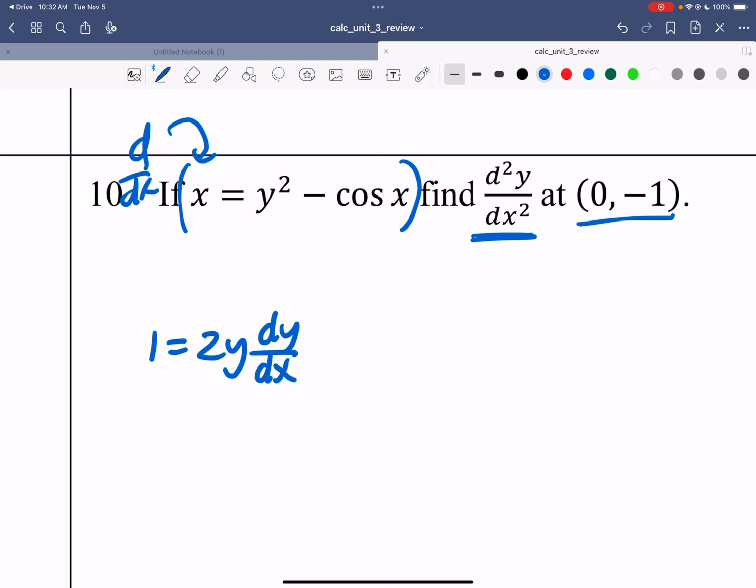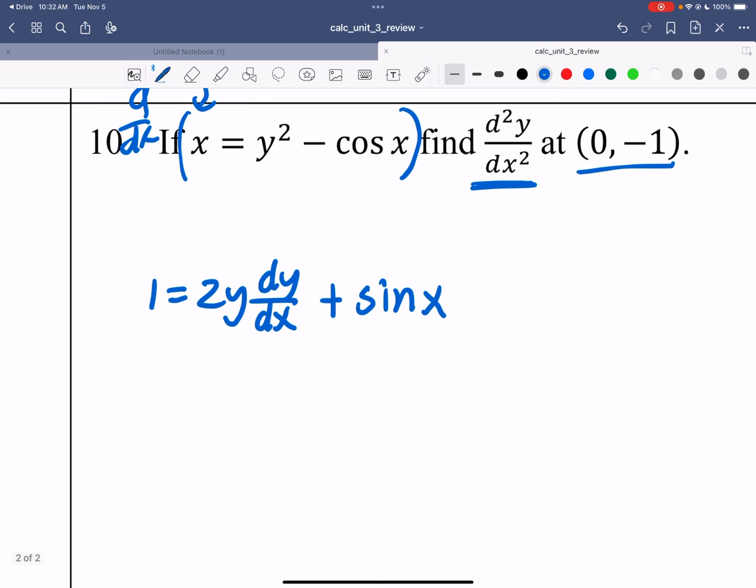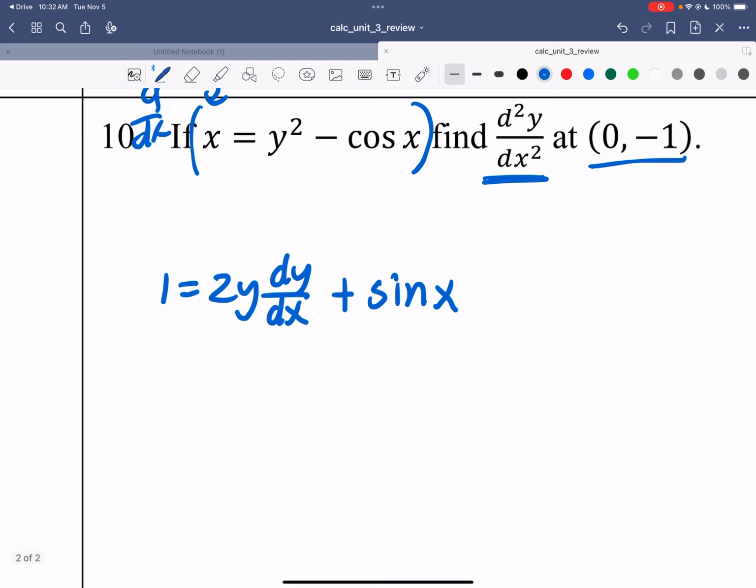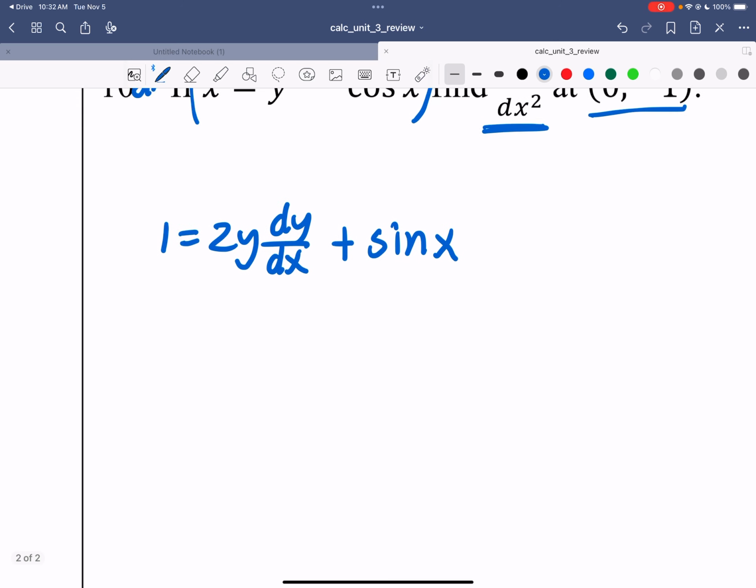Oh gosh, I see what you need to do. Minus, the derivative of negative cosine is going to be a negative sign, so it's going to be positive sine x. Okay. Now, I know you have to differentiate this one further, and you might want to plug x and y in right now, but let's do that later.